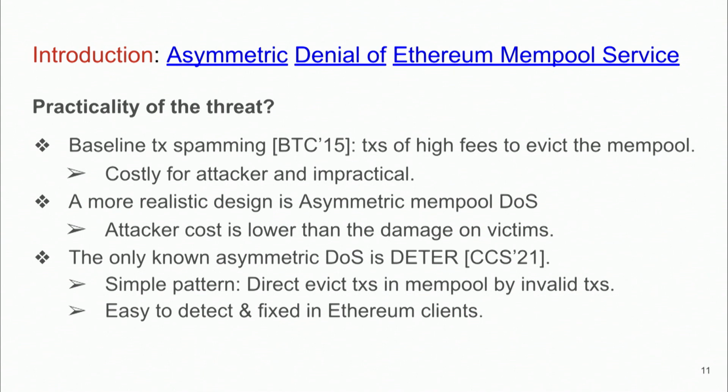The DETER attack follows a quite simple pattern in which the attacker sends out a bunch of invalid transactions, such as a future transaction in Ethereum, to evict normal pending transactions in the memory pool. Because the invalid transactions sent by the attacker are not included in the blockchain, it doesn't cost the attacker anything, like 0 Ether. But this pattern is quite easy to detect, and actually it is already fixed in the latest Ethereum clients, most leading Ethereum clients, as far as we know.